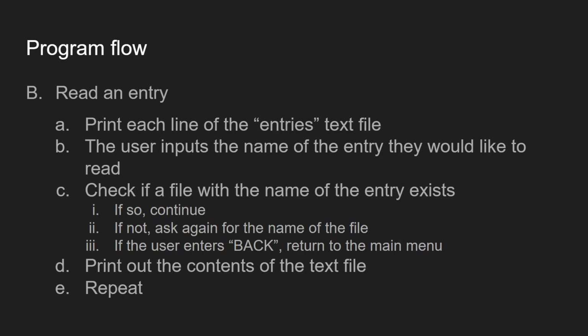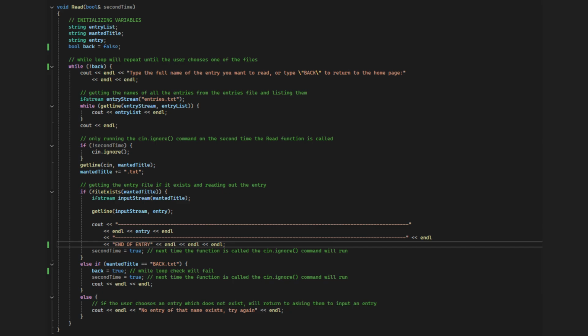If the user instead chooses to read an entry, then each line of the entries text file will be printed, and the user will input the name of the entry that they would like to read. First, the program will check if a file with the name of the entry exists, and if it does, then it will print out the contents of the text file, and this entire part of the program will be repeated. If not, then they will be asked again for the name of the file they would like to read, and if the user enters back, then they will be returned to the main menu. You can see the code for that here.